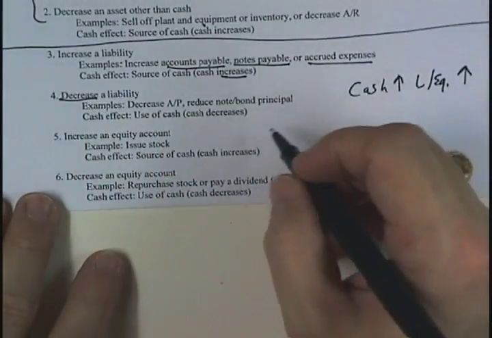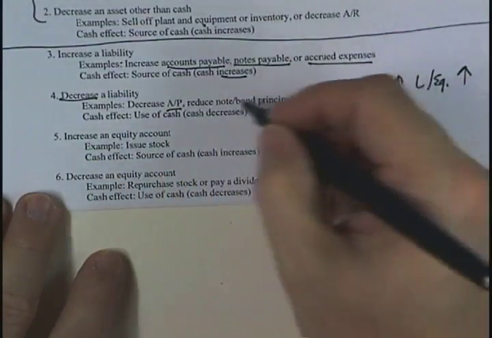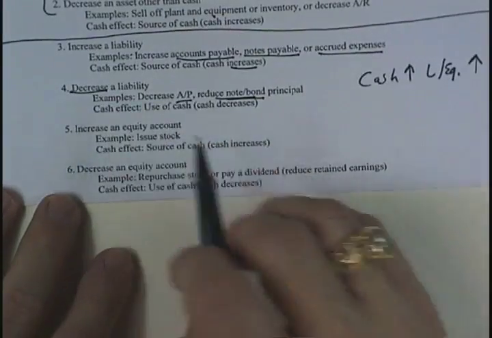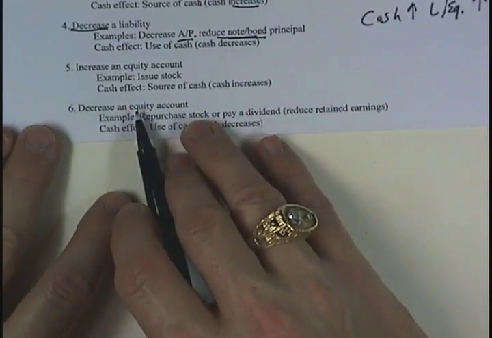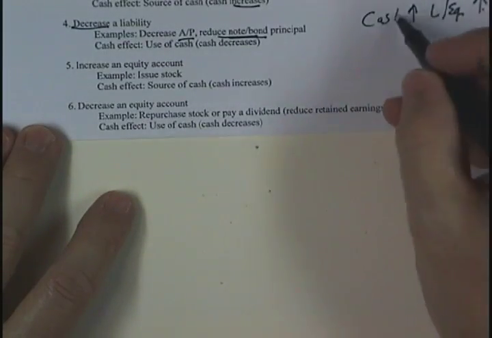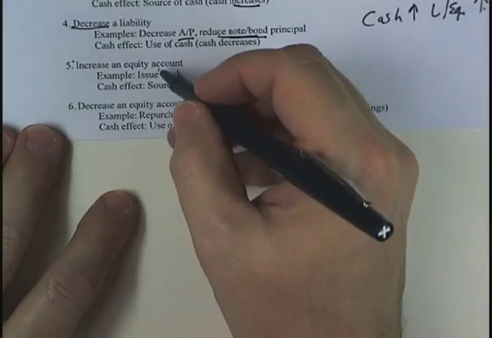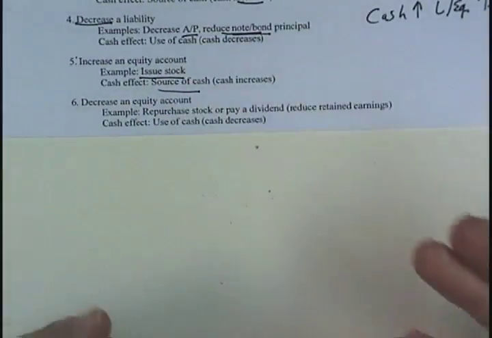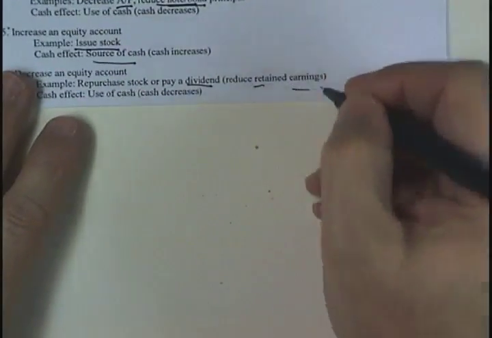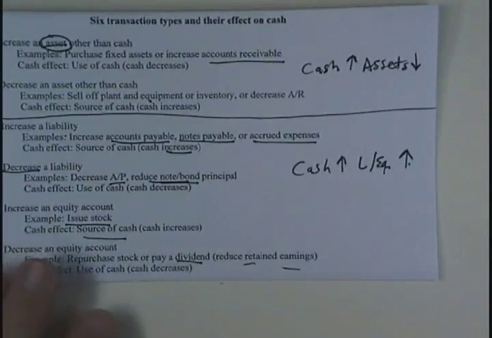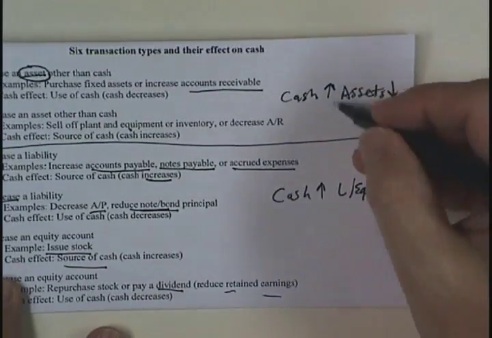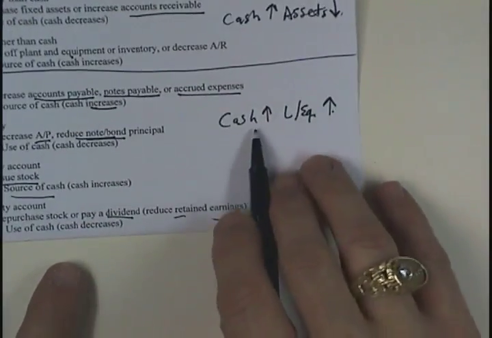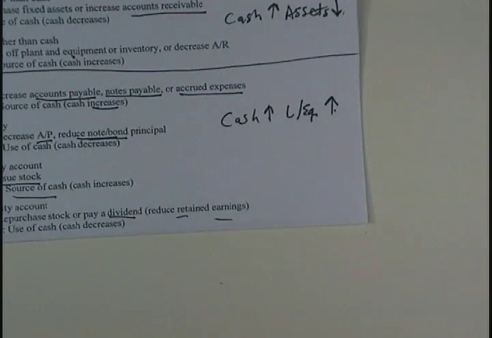If you decrease a liability, such as paying off your accounts payable or paying off your note or something like that, then it's going to take cash to be able to decrease those liabilities. Equity accounts work the same way. Whenever an equity account goes up, cash goes up. In example 5, if you increase an equity account like issuing stock, then you get cash from the stock issue. If you repurchase stock or pay a dividend, which reduces your retained earnings, then your cash will go down. So again, the conclusion is cash goes up when non-cash assets go down, and vice versa. Cash goes up when liability and equity accounts go up.